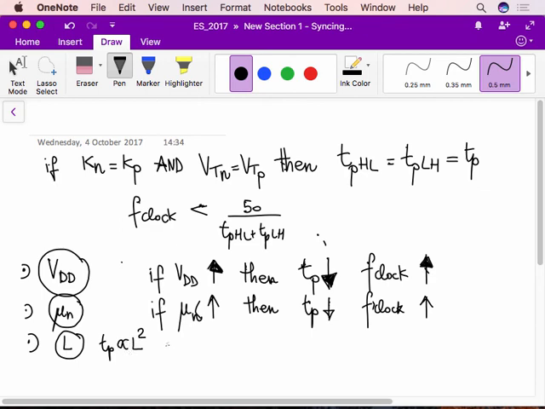Okay? And therefore, if L is decreased, then T_p is decreased superlinearly, okay, and then the clock frequency increases superlinearly. Okay? So, if you look at the notes from the previous lecture, you should be able to see that this is true for long transistors.